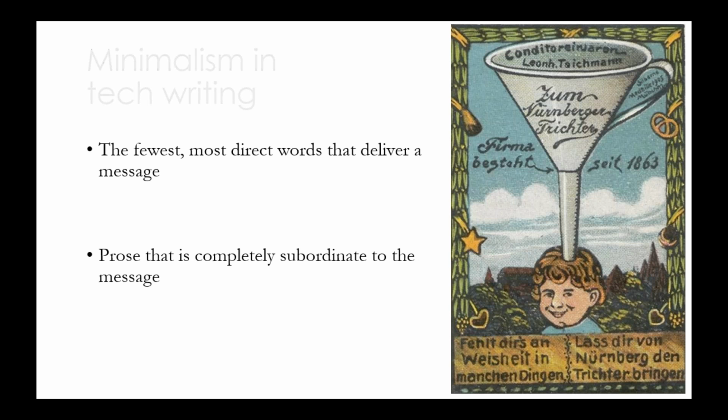Minimalism in tech writing just means the fewest, most direct words that deliver a message. And the prose really is subordinate to the message, which is important because that's the opposite of, for example, creative writing, where you're trying to call attention to the words themselves and the way they deliver the message. With tech writing and minimalist writing, you really don't want people necessarily to remember what words you use. You just want them to have that message.